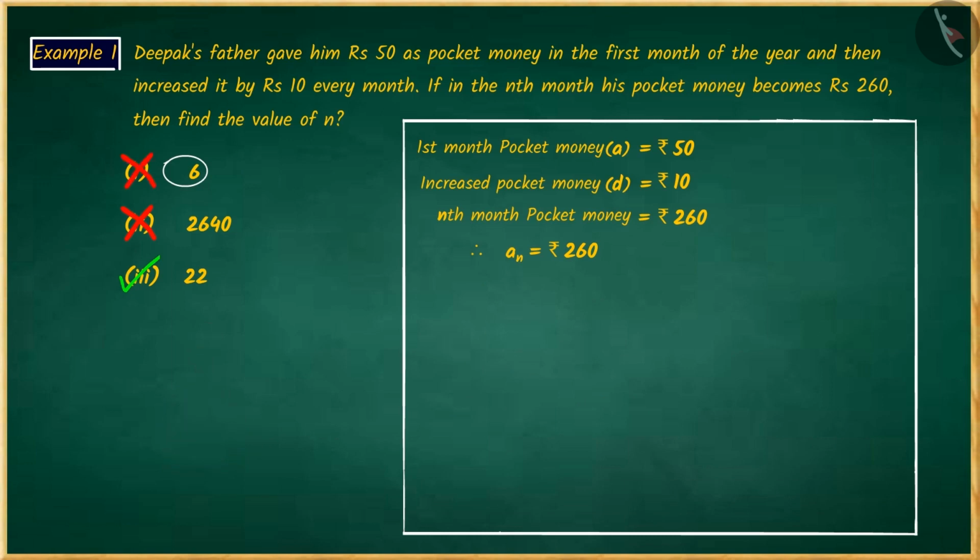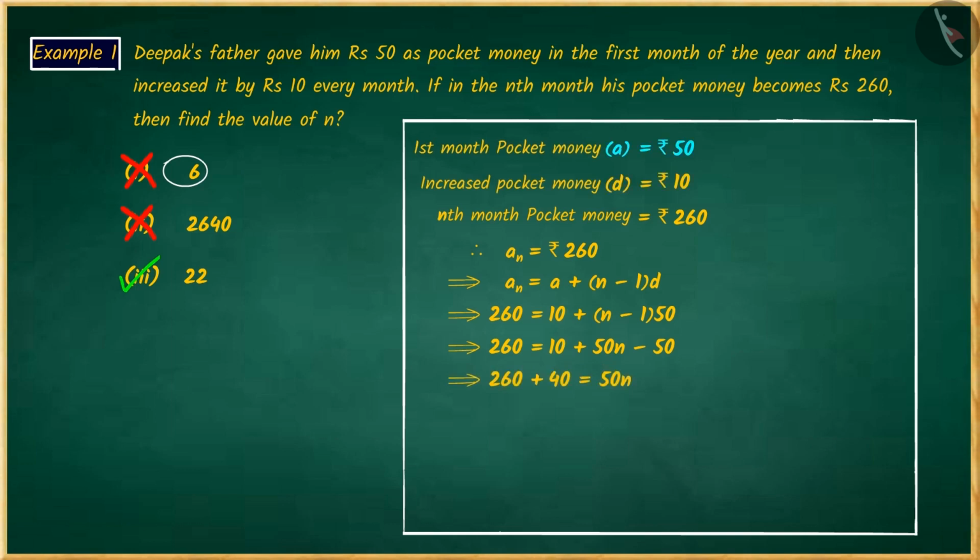But this is also an incorrect answer. Here you have correctly written the formula for the nth term, but you replace the value of the first term with the common difference and the value of the common difference with the first term. And solving the problem by substituting those values in the formula gives you the wrong answer.